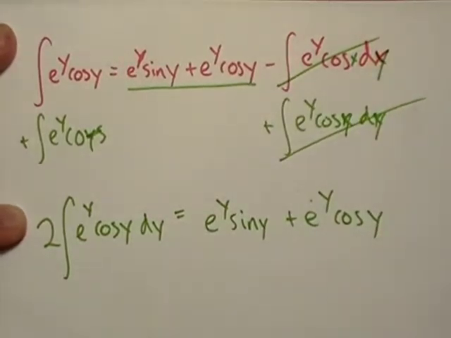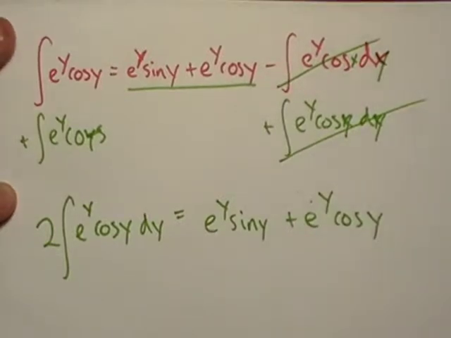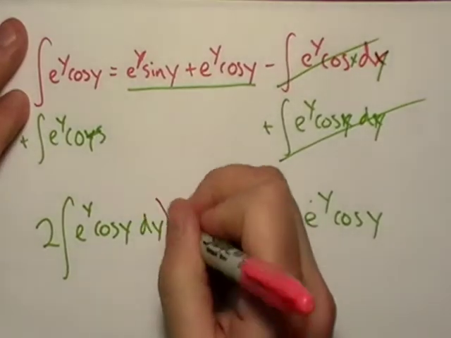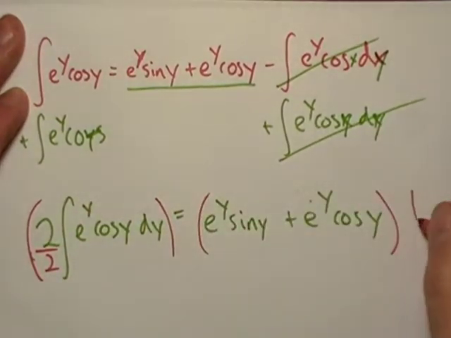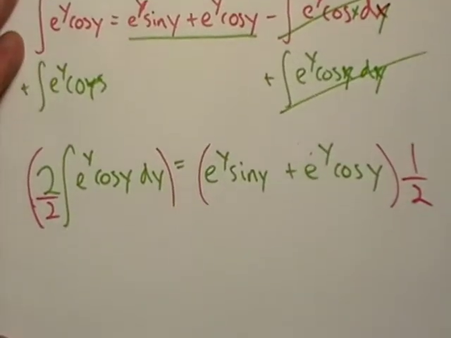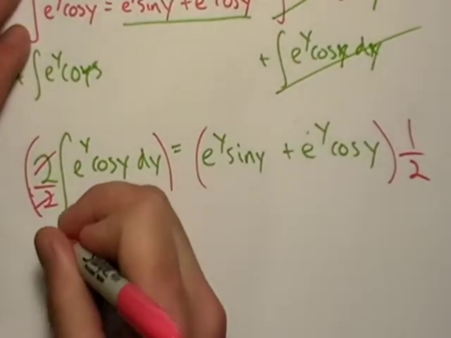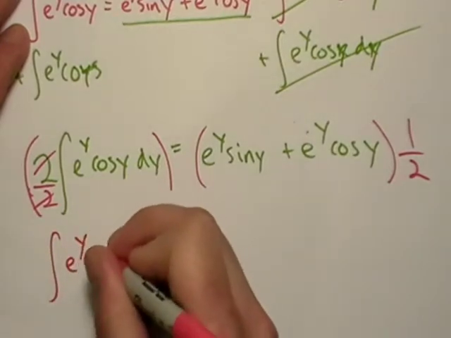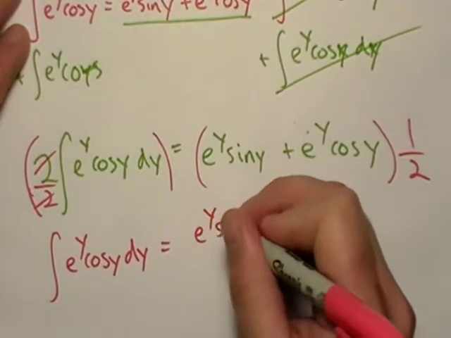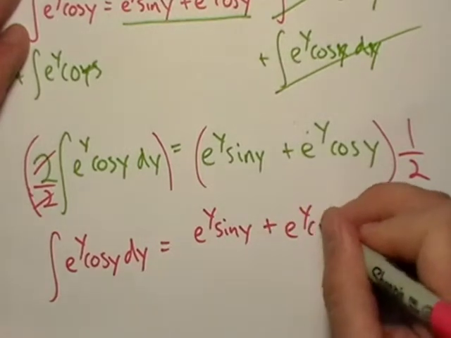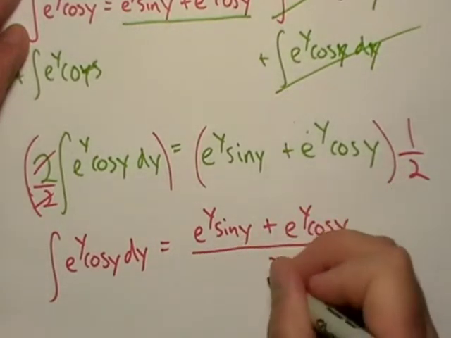Okay. Now the next thing I could do, I could either just divide this whole thing by 1/2, or I could divide the whole thing by 2, or multiply it by 1/2. Take your pick, whatever works best for you. I think I'm just going to multiply the whole thing by 1/2, because that'll make this 2 go away, won't it? Okay, so we'll just bracketize this. Okay, so the 2's will cancel out, and that'll leave me just with the integral being equal to e to the y sine y plus e to the y cosine y divided by 2.